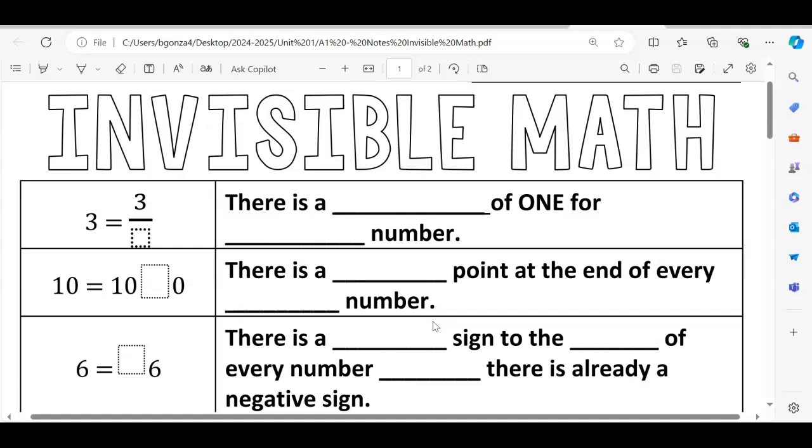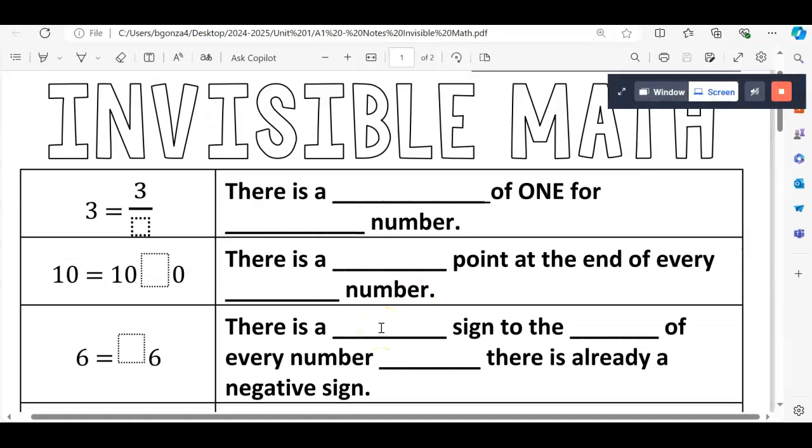The first thing says 3 equals 3 over what? It's 1. If you didn't know that, any whole number can be divided by 1 and turn it into a fraction. Now, do you always write divided by 1? No, but it's there, technically. So go ahead and fill this in. So 3 equals 3 divided by 1.